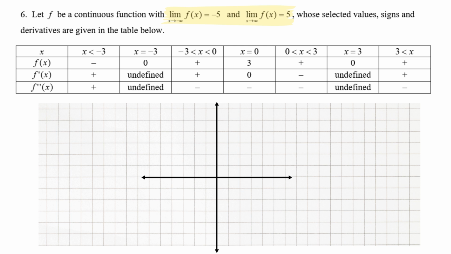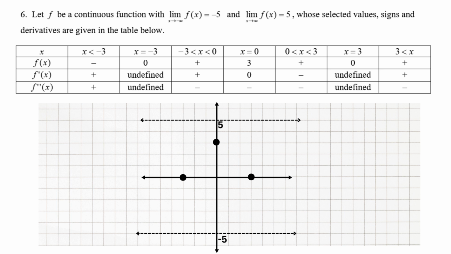Well, that's telling me that I have a horizontal asymptote at negative 5 and also at positive 5, because it's telling us as x approaches negative infinity or positive infinity, I get those values. So I'm going to put those into the graph. The next thing I see is f of x has some points on here. So at x equal negative 3, I have a 0. So I'm going to plot that. At x equals 0, I have the y-intercept of 3, so I'm going to plot that. And at x equals 3, I have another x-intercept of 0.